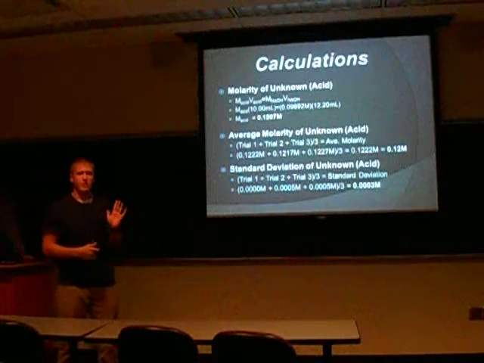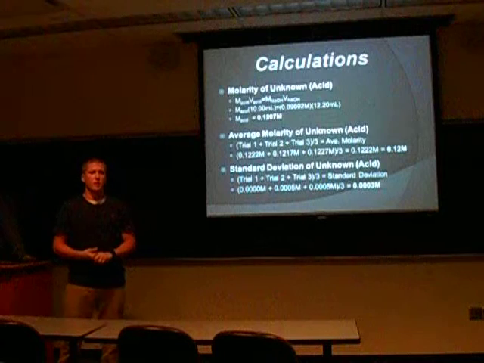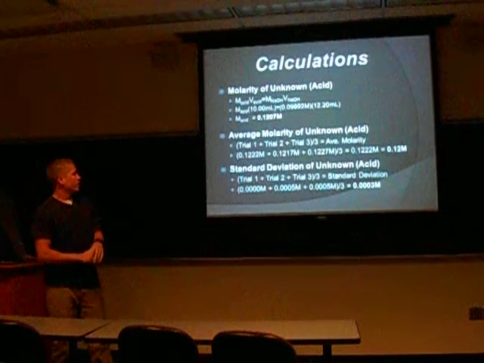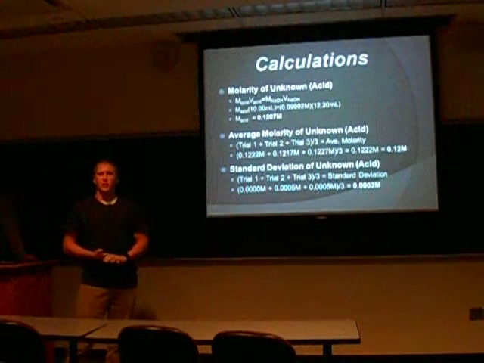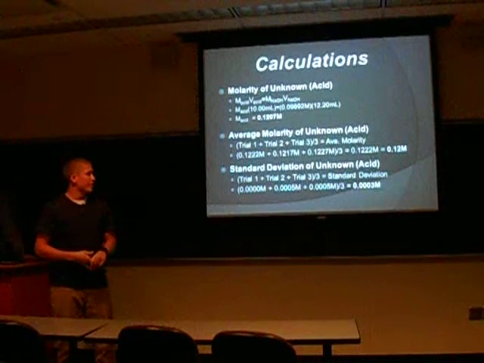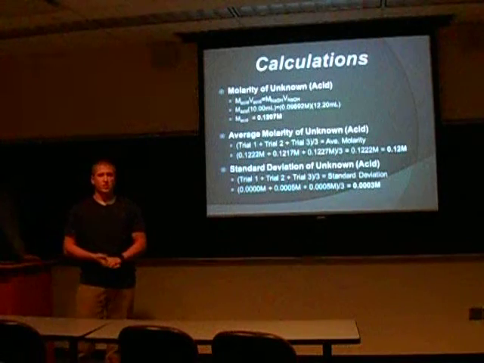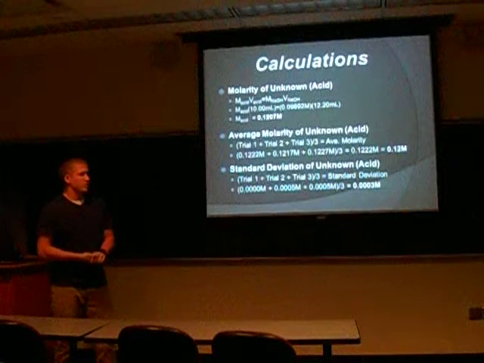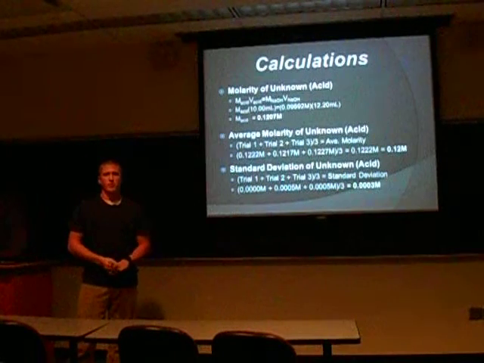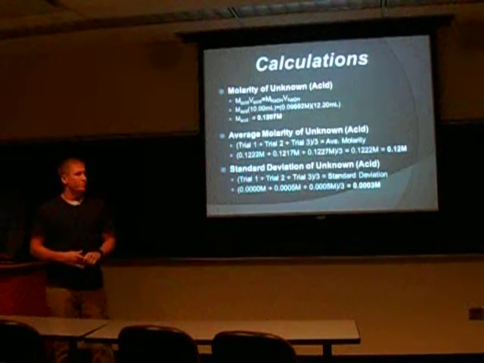And that was just for our rough. Each one of those sample calculations up top was for our rough. And then for the average molarity, we just added up the one for each trial and divided by 3 to give us our average molarity of 0.12 molar acetic acid. And the deviation was once again just the difference between the average and the molarity for each trial.